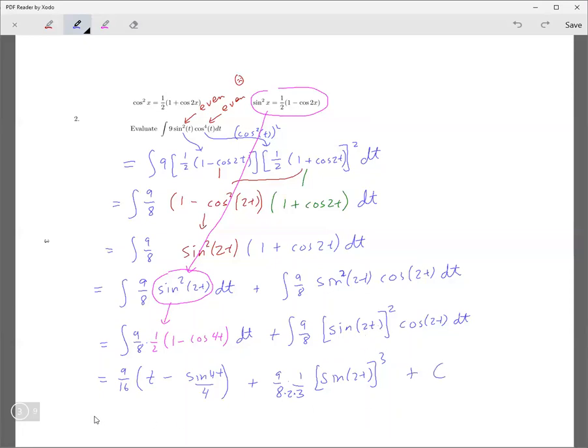Okay, and then you got to put a plus a constant on the end. Okay, so now if I distribute everything in, I get 9/16 t minus 9 sine 4t over 16 times 4, which is 64. And then this last term, the 3's will reduce to 3, so that's 3/16 sine squared of 2t plus a constant. Okay.